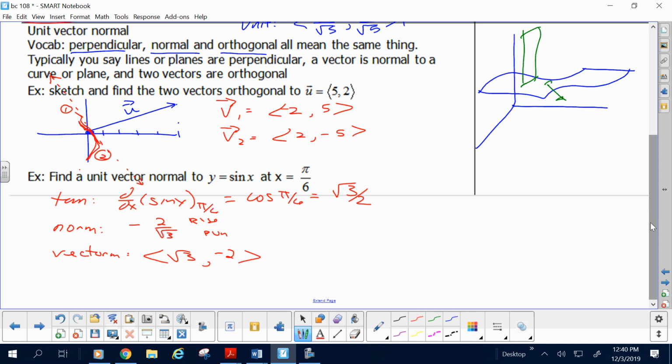So far, so good? Am I done? Circle it and divide by root 7. Yes, this is too long now. To make it a unit vector, we need to divide by root 7. Do you all agree?